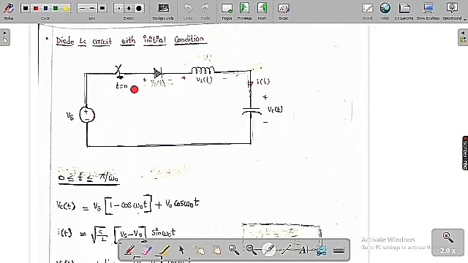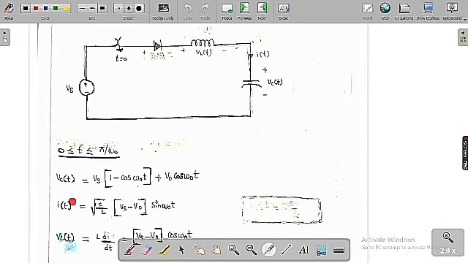I have already told you that if the current is positive, only then will the diode conduct. Otherwise, if the current is negative, the diode is going to turn off. Now write the general expressions of the capacitor voltage, the current in the circuit, and the voltage across the inductor, as you already know, which is Vs into 1 minus cos omega naught t plus Vc.